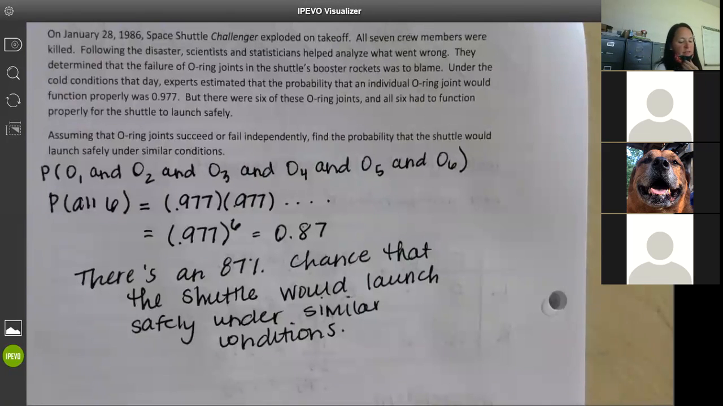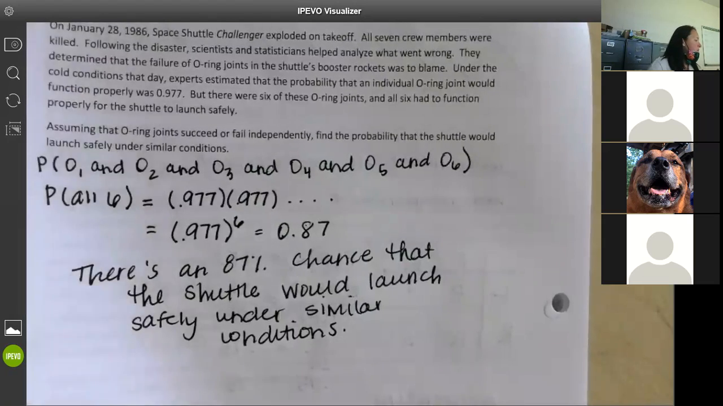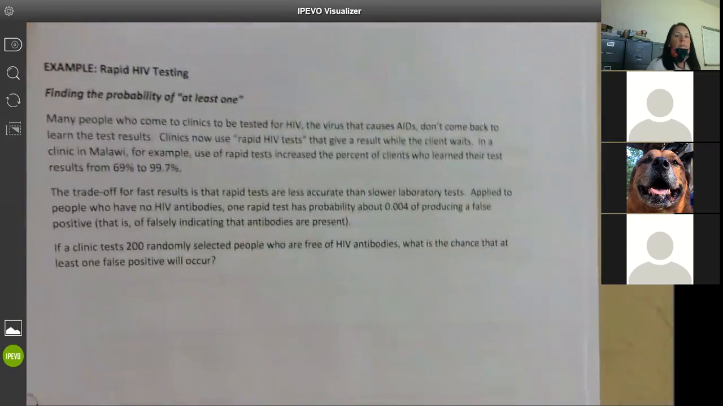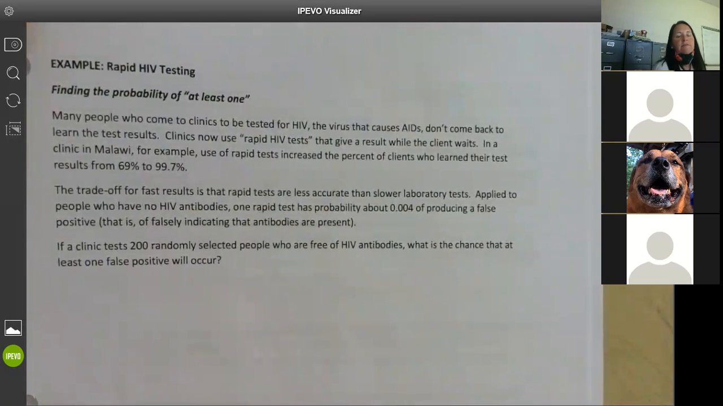The next example uses the fact that at least one and none are opposites. So we're going to flip it over. Your keywords in this one are going to be at least one, okay? So anytime you see at least one, you're doing this. Many people who come to clinics to be tested for HIV, the virus that causes AIDS, don't come back to learn the test results. Clinics now use rapid HIV tests that give a result while the client waits.